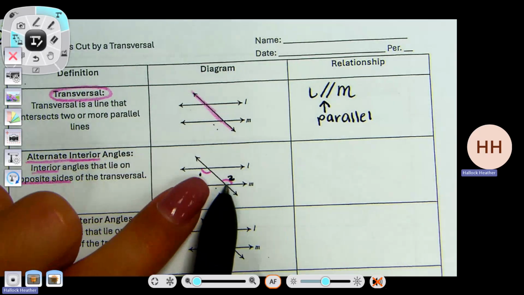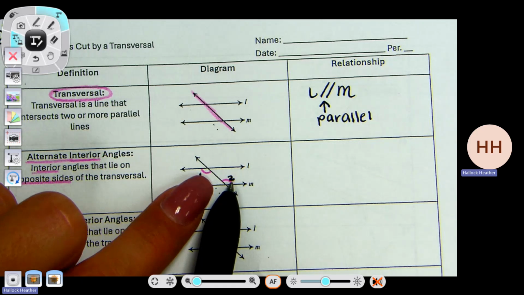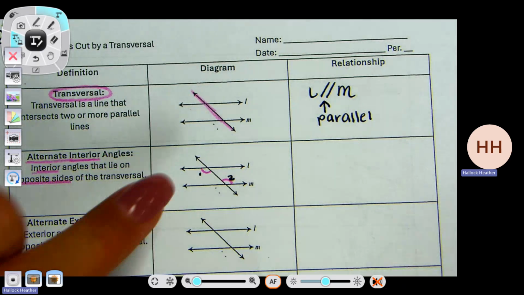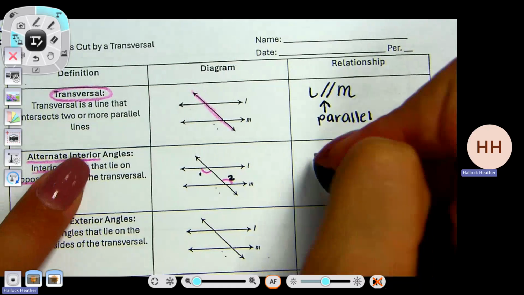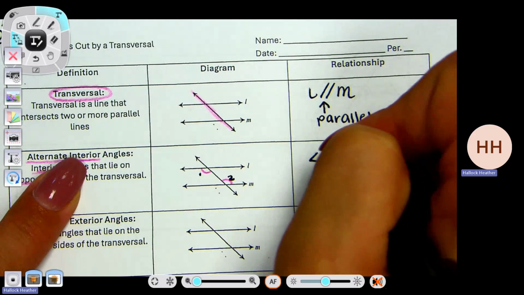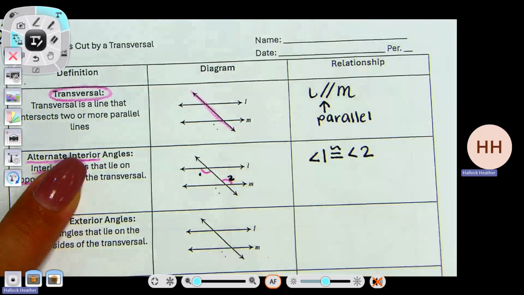So based on where we put our little colored pencil mark, do you think these two angles that we just colored look like the same opening amount, or do you think they look different? They're the same. So alternate interior angles are congruent to each other. We're going to say angle 1 is congruent to angle 2, meaning they're equal. If I knew one side was 100, the other one would also automatically be 100.